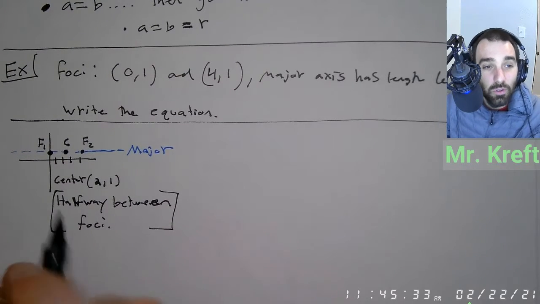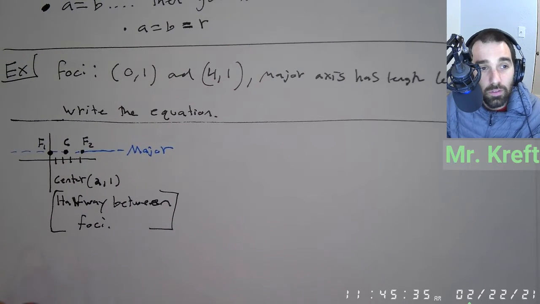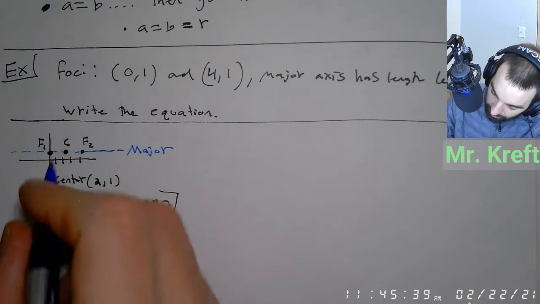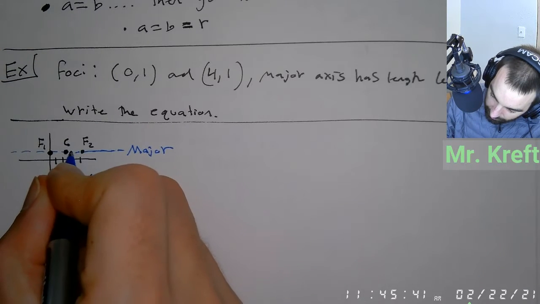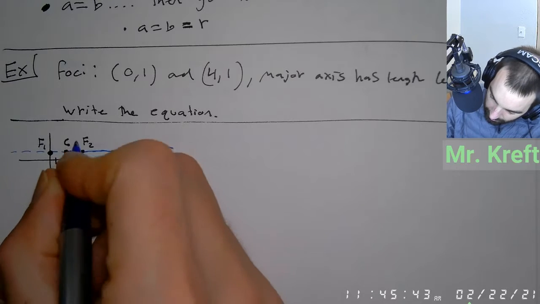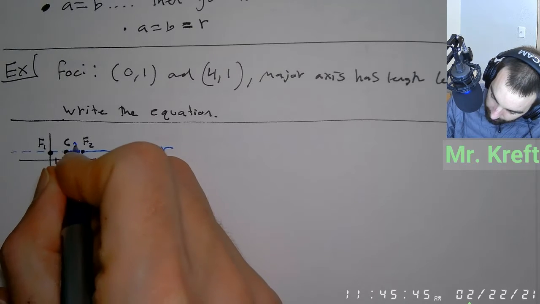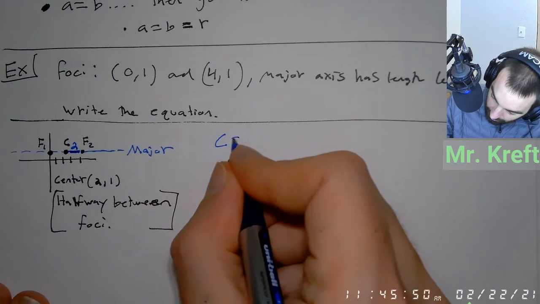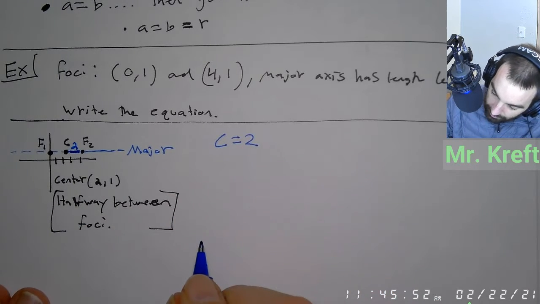Very tired. Okay. So the center is (2, 1). It's halfway between the foci. Okay. So what does that mean our C is? That means our C here is 2. Right? So our C is 2. So we know C is 2.